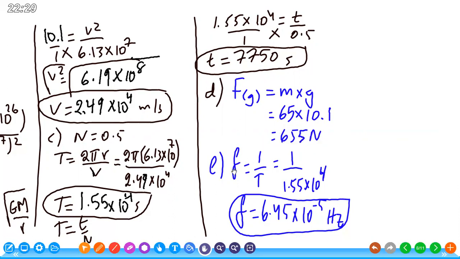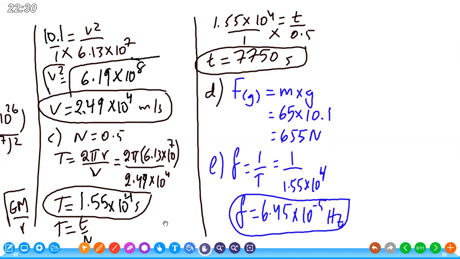To find the frequency, the last part, don't forget the frequency is 1 over the period. Or you can use n over small t. Remember, we said the frequency is n over small t. If you use n over small t, then it is going to be 0.5 over the answer here. Or if I use the relation between frequency and period, it will be 1 over the period, which is this much. In both cases, I get 6.45 times 10 to the negative 5 hertz.